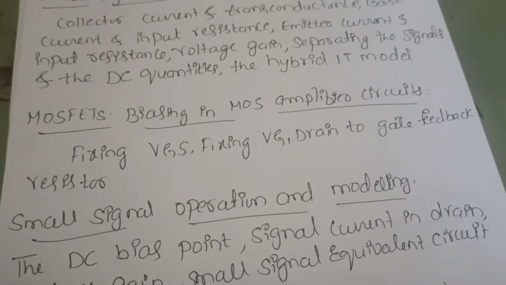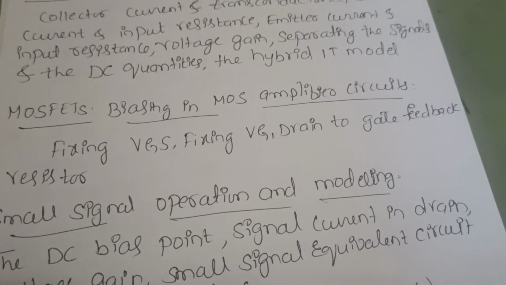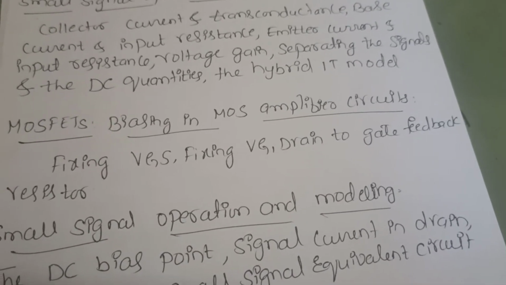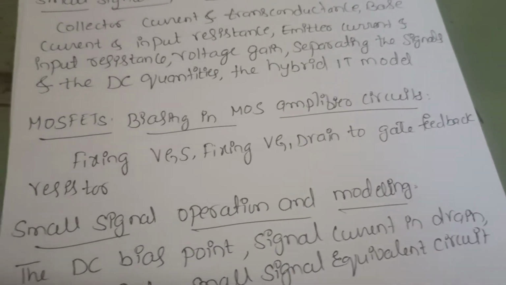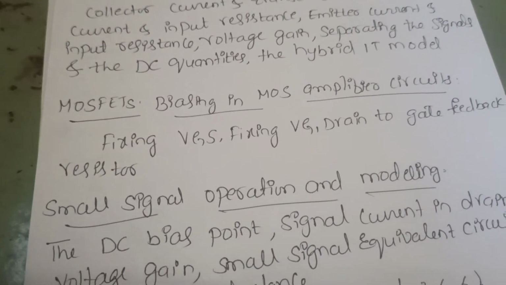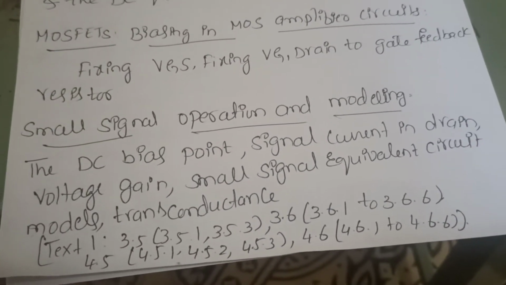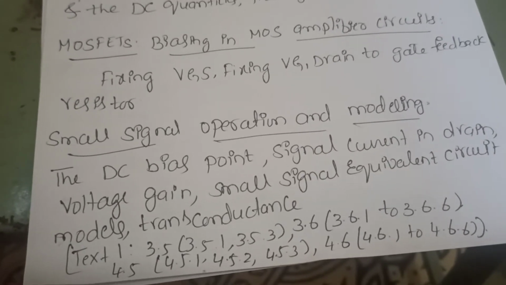Another subtopic, the second subtopic, is MOSFET biasing in a MOS amplifier circuit: fixing VGS, where VGS means gate to source voltage, fixing VG, the gate voltage, and the drain to gate feedback resistor. Then small signal operation and modeling: the DC bias point, current in drain, voltage gain, small signal equivalent circuit models, and transconductance.